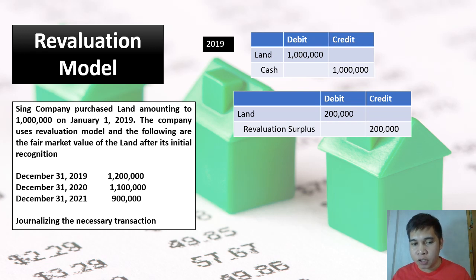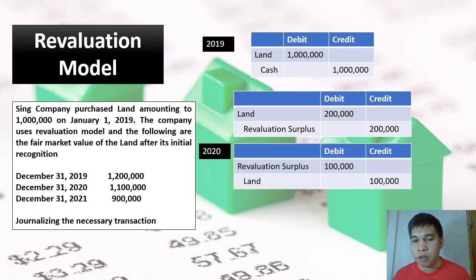So, pagdating ng December 31, 2020, nagkaroon tayo ng downward revaluation. However, yung downward revaluation natin ay 100,000 pesos lang. So, since meron na tayong na-recognize na revaluation surplus na pinresent natin under OCI, kailangan muna natin yan i-eliminate. However, since 1.1 million lang naman yung bagong fair market value, tapos meron tayong available na 200,000 na revaluation surplus, pwede po natin gawin at 2020 debit revaluation surplus 100,000, then credit land 100,000. So basically, yung revaluation surplus natin under OCI ng 2020 ay 100,000 pesos na lamang.